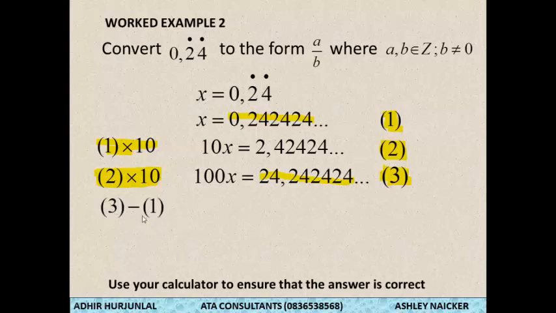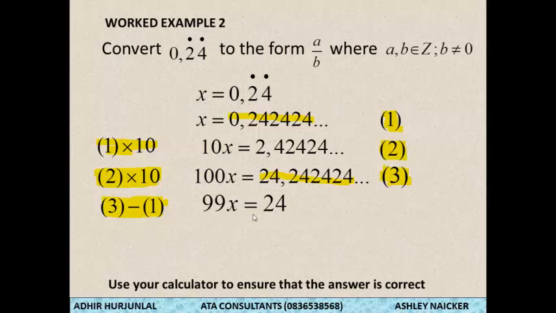Automatically, by looking at that, you would notice that if you take equation number 3, subtract equation number 1, it might give you what you're looking for. Let's check. I've got 100x minus x is not 90, but it's 99x. 24,242424 subtract 0,242424 is the same as saying 24 subtract 0. So I got here 99x, which is equal to 24. Thank you. That seems good.